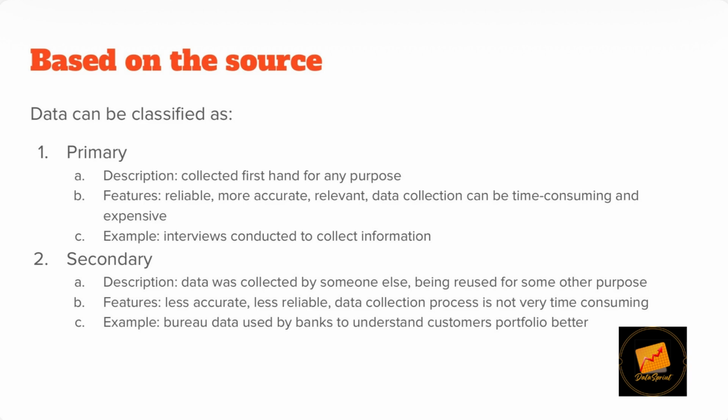Next, moving on to source of data, it can be classified as primary and secondary. Primary data is collected first-hand for any purpose. It is a time-consuming process, but data is more reliable, accurate, and relevant for said purpose. For example, conducting interviews to collect information. Secondary data is collected by someone else and is being used for some other purpose. Here, the process is less time-consuming, but data is less reliable and less relevant as compared to primary data. Example is bureau data used by banks to understand customers' behavior.